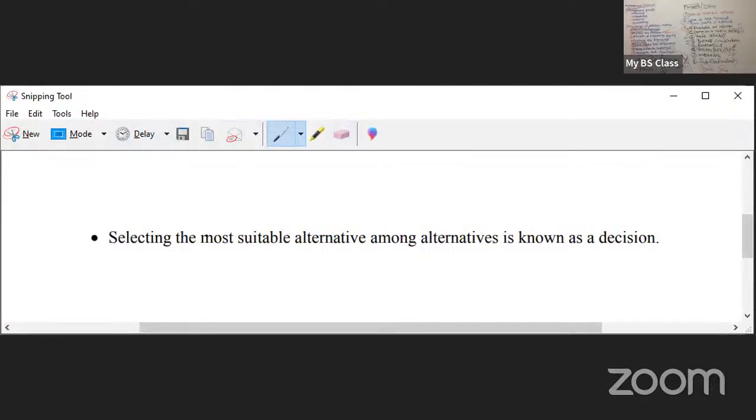Selecting the most suitable alternative among the alternatives is a decision. A choice made between alternative courses of action in a situation of uncertainty.